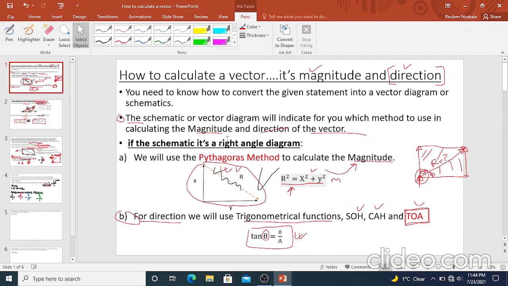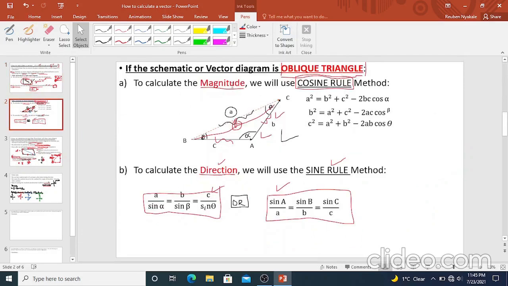How do we calculate the magnitude and direction of the vector? After converting, if we get a right angle, we apply the Pythagoras method to determine the magnitude. We use the trigonometrical functions to determine the direction. If it's oblique, then we use the cosine rule for magnitude and the sine rule for direction.